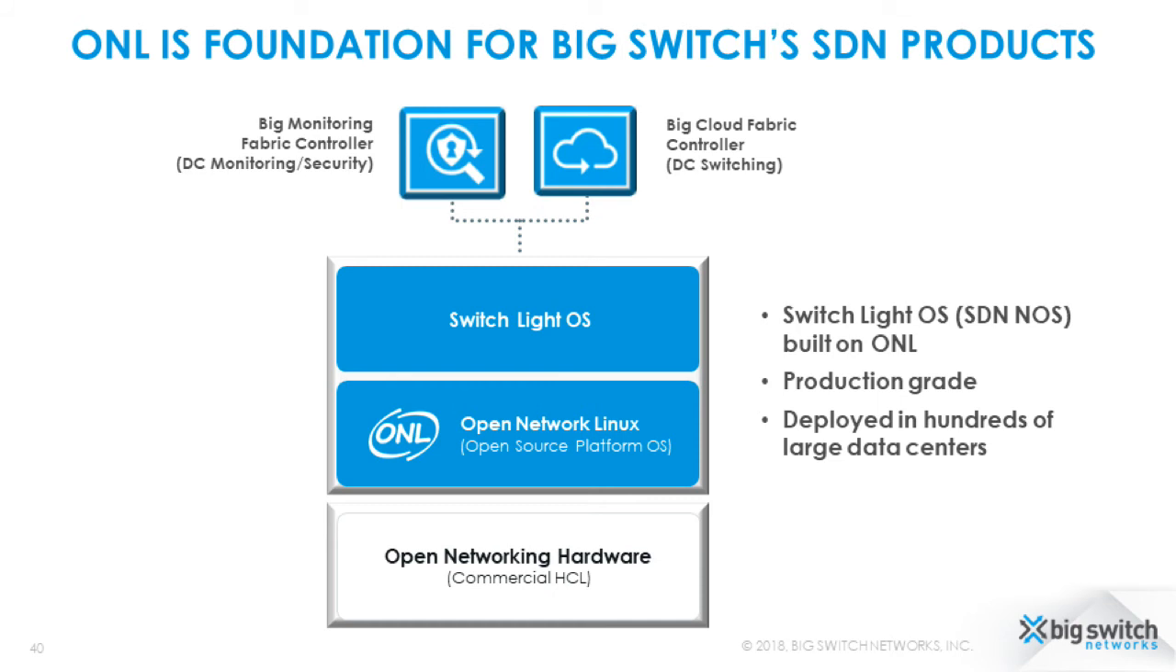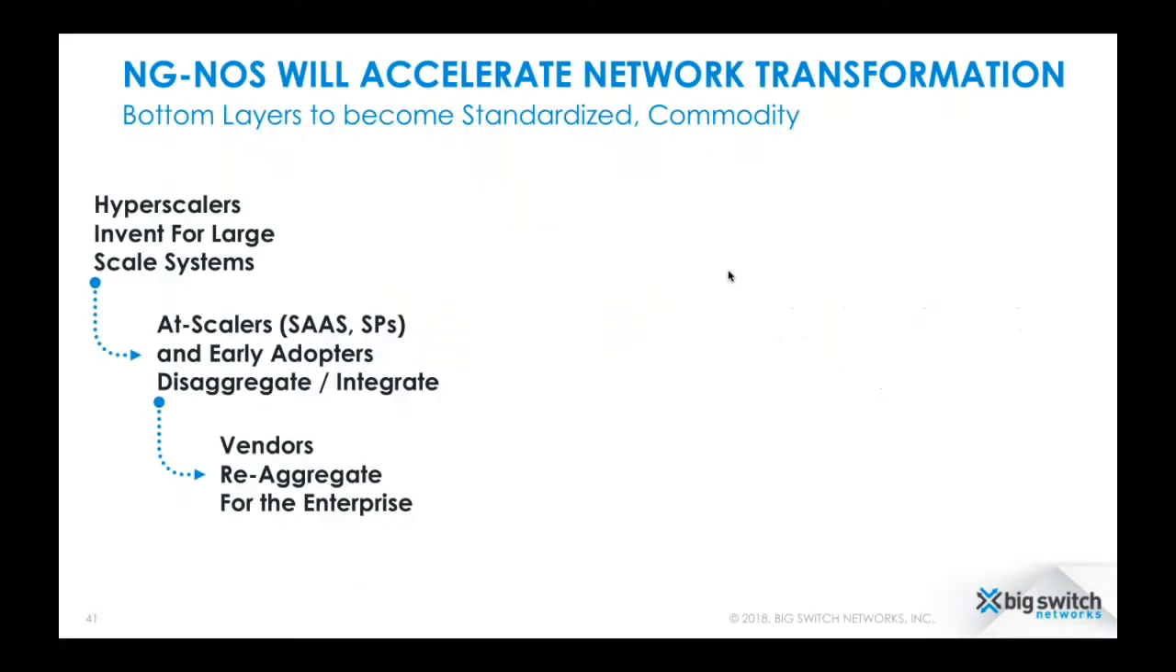So I would summarize that ONL has become the foundation for next-gen network OS architectures. It is production grade. I wanted to stress that again because it is leveraged through our commercial products, and it's deployed in hundreds of large data centers across enterprises, service providers, SaaS organizations, and cloud organizations, and so it is ready for mass adoption.